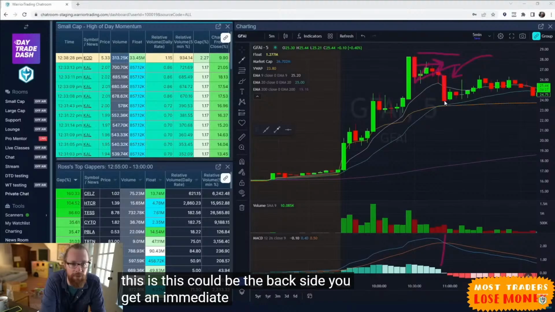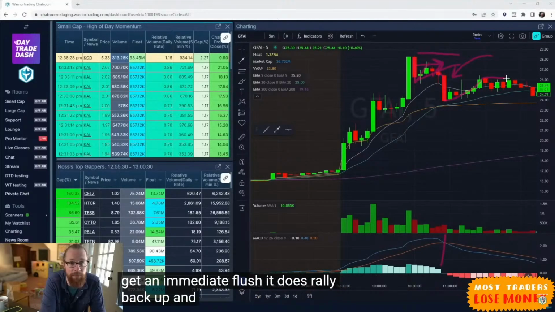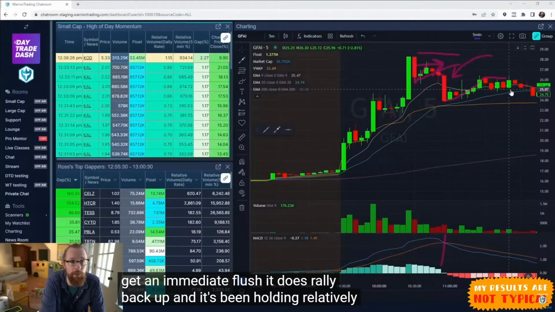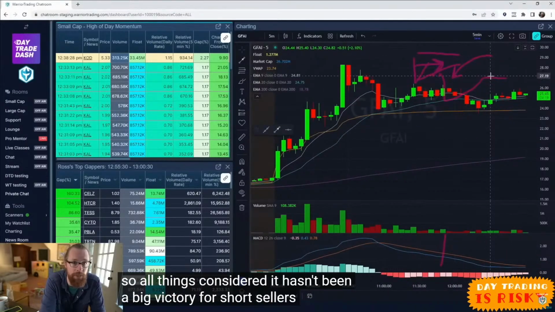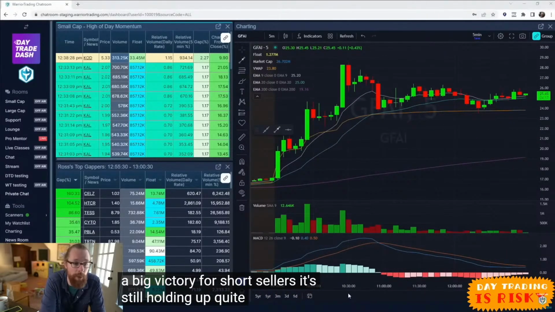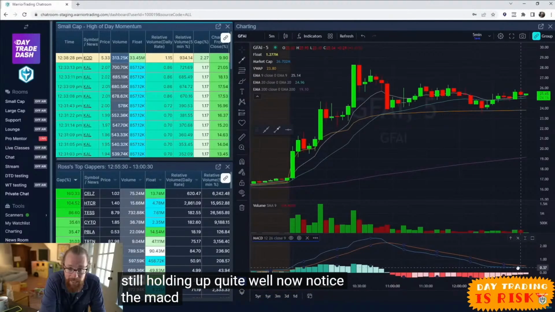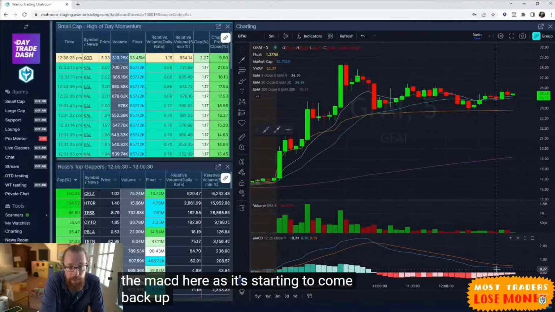You get an immediate flush. It does rally back up, and it's been holding relatively well. So all things considered, it hasn't been a big victory for short sellers. It's still holding up quite well. Now, notice the MACD here as it's starting to come back up. Could we get a crossover back to positive?